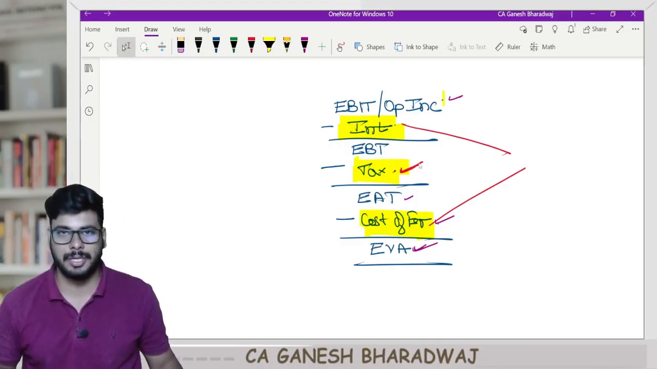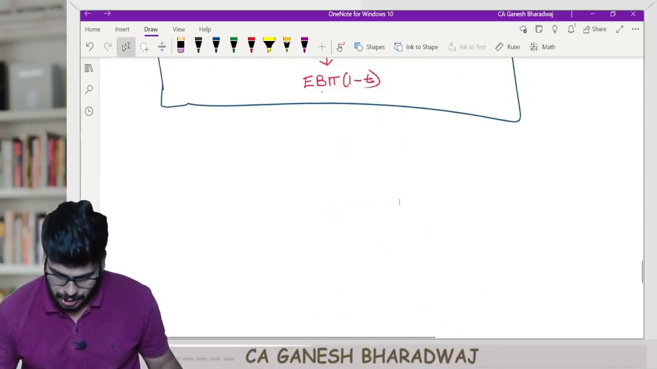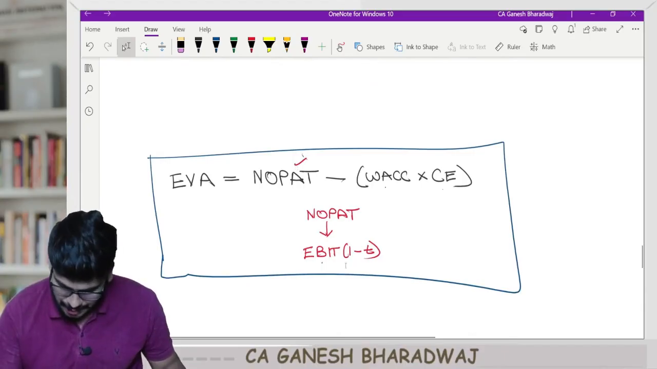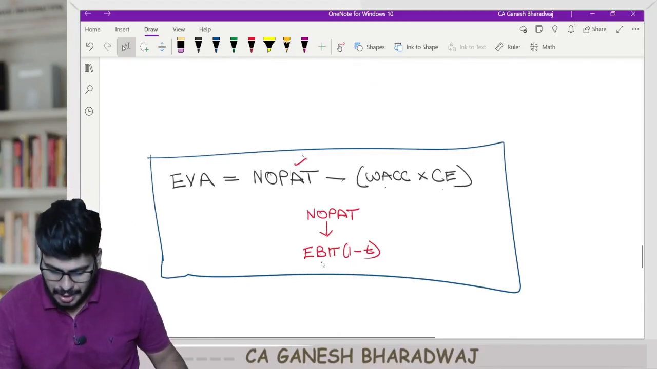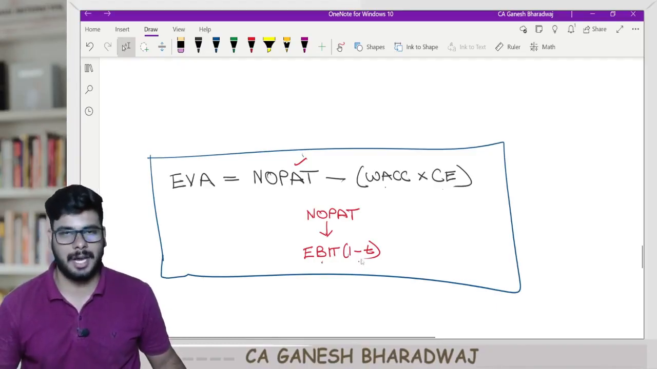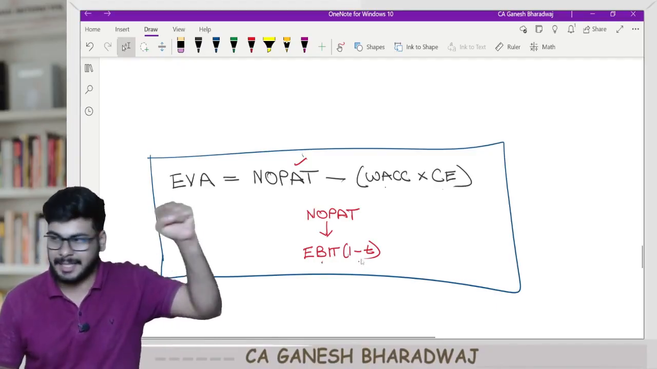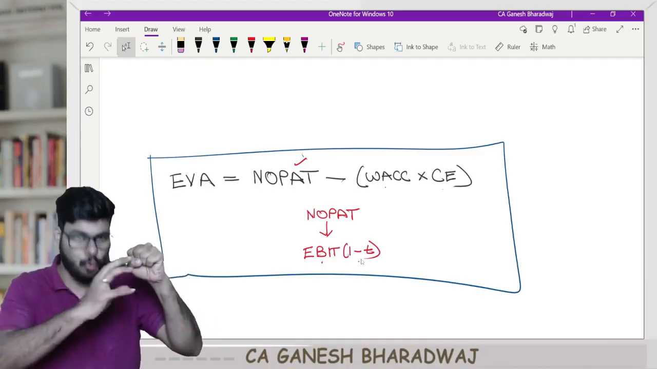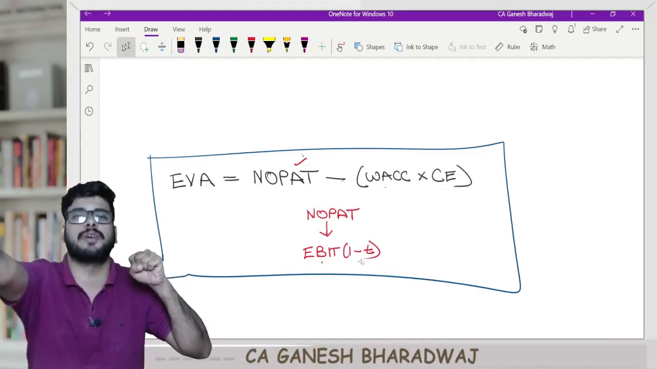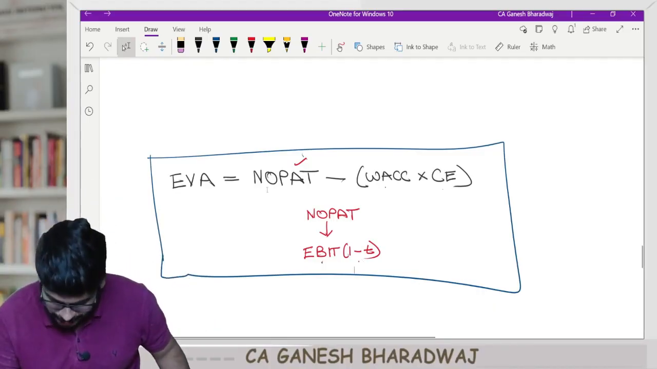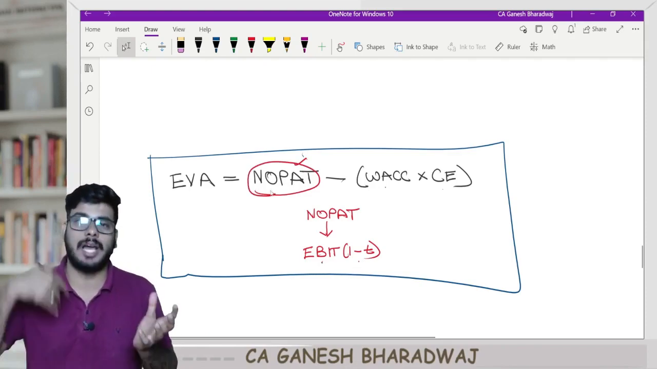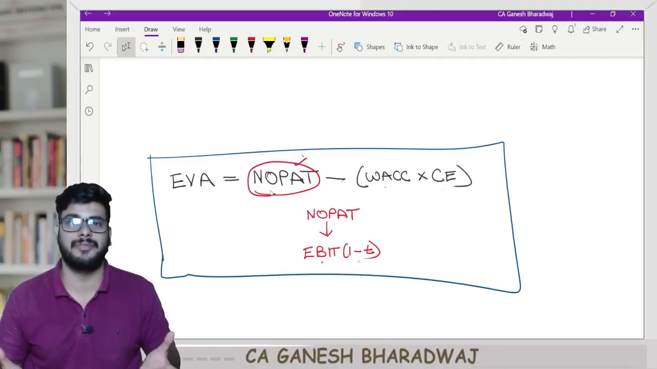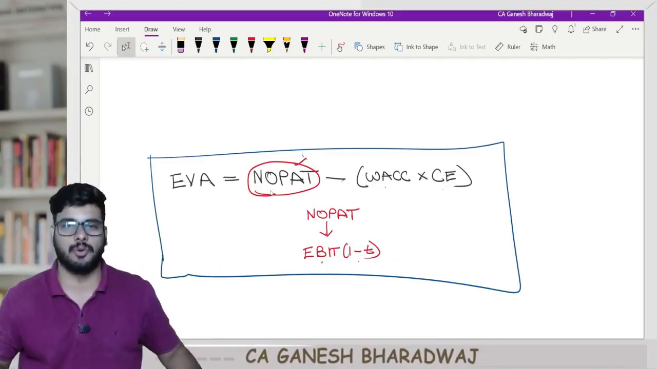So what we do is, from the EBIT, you reduce this tax and tell me how much extra amount you have. EBIT into 1 minus T. Are you clear with this? This is the excess money that I have. To whom? To all the providers of finance. Are you clear with this? So technically speaking, this NOPAT is the net amount after paying the tax that I have, that is available to all the sources of finance.